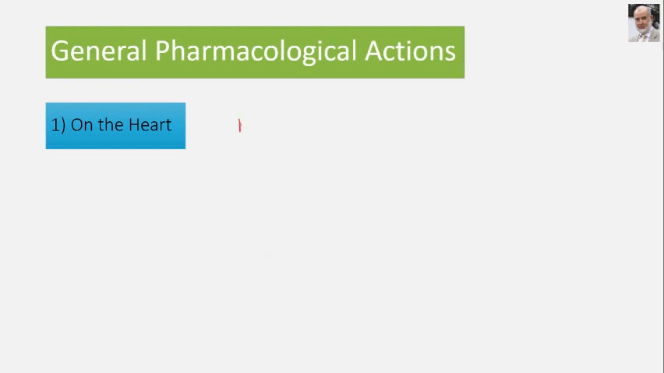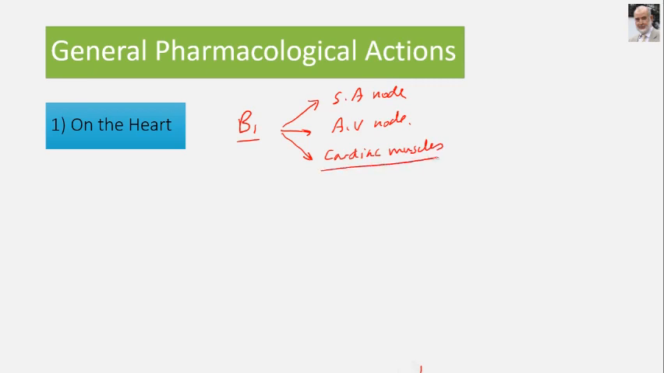As we know, the heart is rich in beta 1 receptors, whether they are present in the SA node, in the AV node, or in cardiac myocytes or cardiac muscles, especially the ventricles. So what will happen in this case? Beta 1 receptors, as we have said, are always stimulatory. They act through cyclic AMP, and they will increase intracellular calcium, as we have said before.